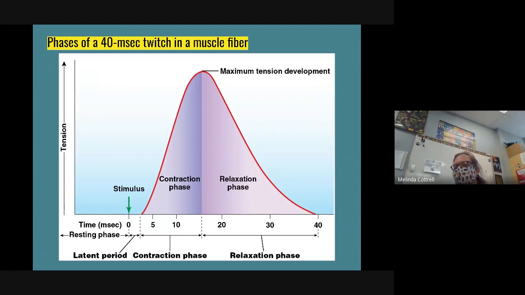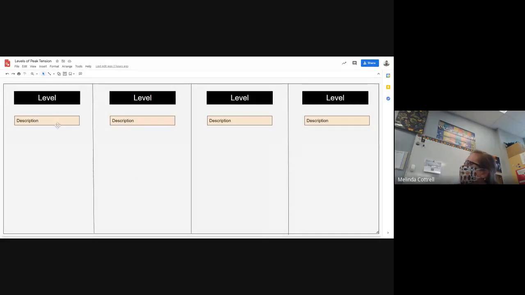All right. If we flip to 332, this is where we're going to end today. Please make sure you have the levels of peak tension pulled up. It might also be helpful to have the chapter 9 slides up too, because you can copy the pictures that are on each of these slides. I'll give everybody a second to pull both of those up.